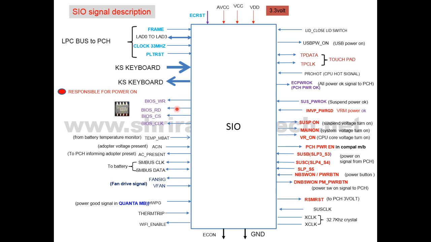Then these are the four signals called write, read, chip select and clock. If the SIO is connected to the EC BIOS, at that time SIO connects these 4 wires: the write signal goes to pin number 7, the read signal to pin number 2 of the BIOS, the chip select is connected to pin number 1, and the clock to pin number 6. So it's like that.